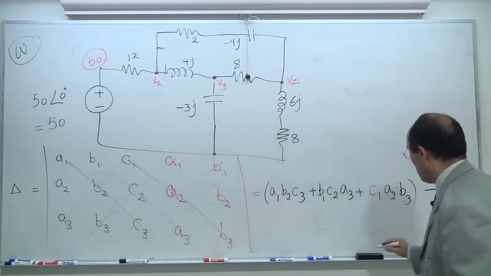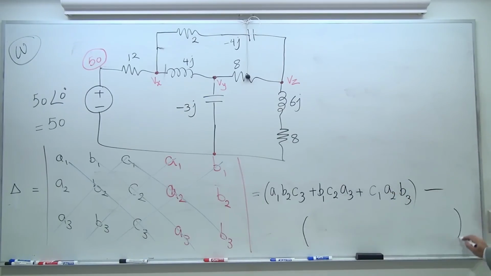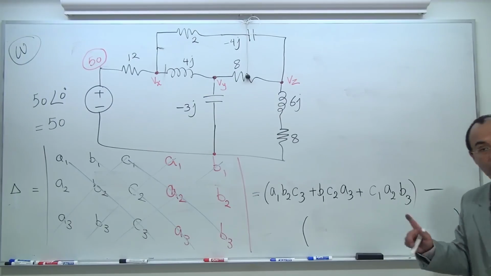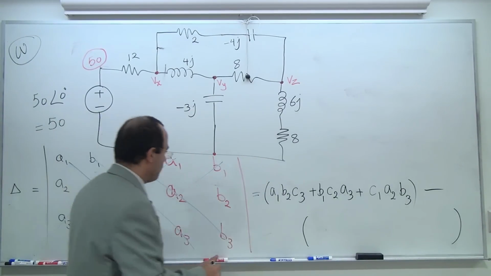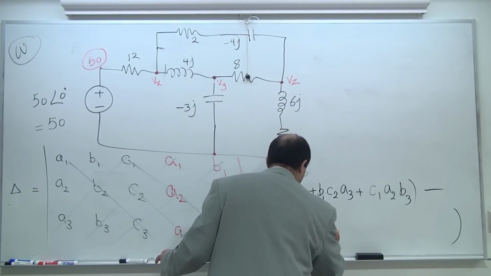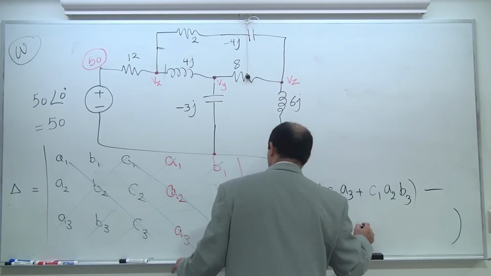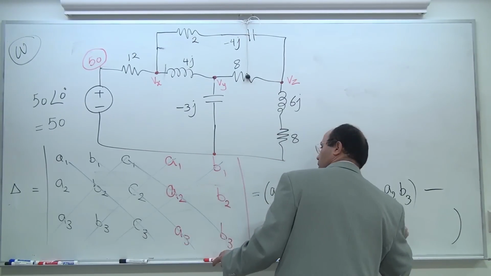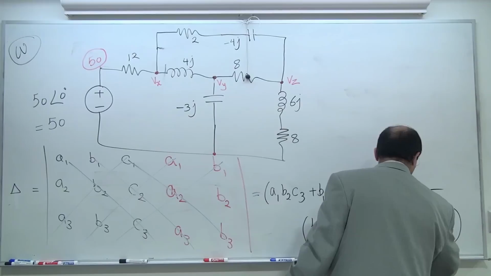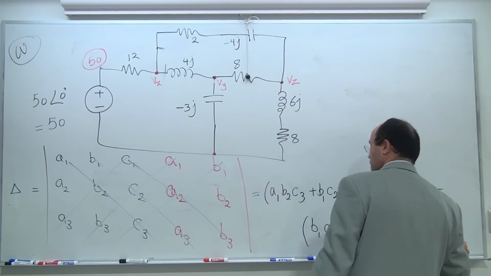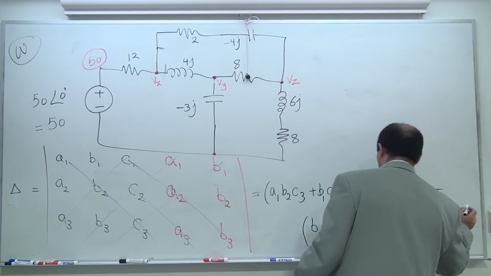Minus. Open another bracket and sum up everything anti-diagonal. Remember, I intentionally opened up a bracket. Anti-diagonal: B1, A2, C3, A1, C2, B3, C1, B2, A3.